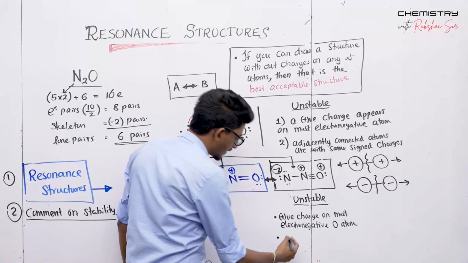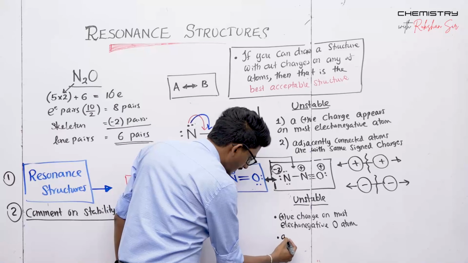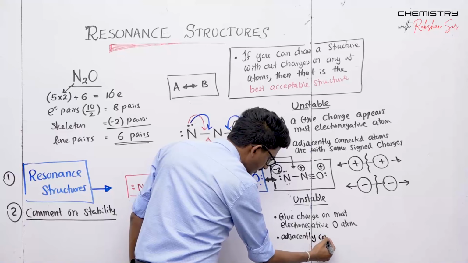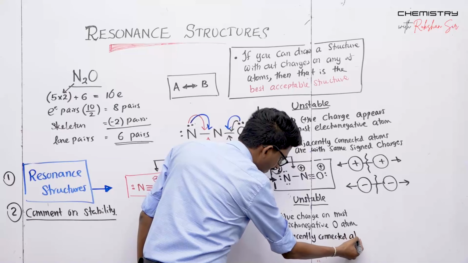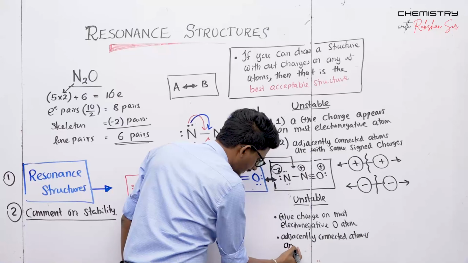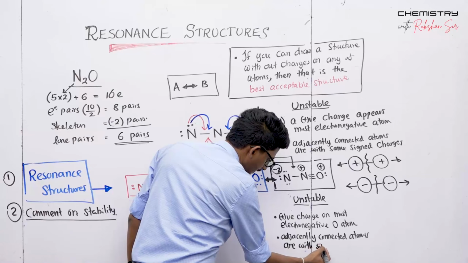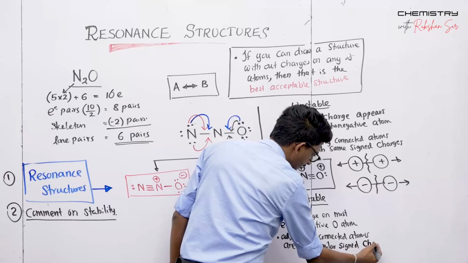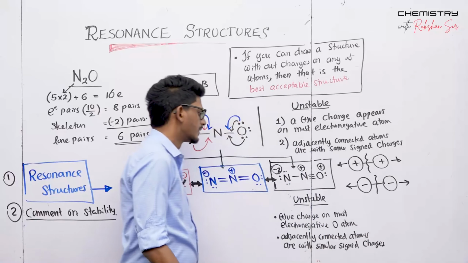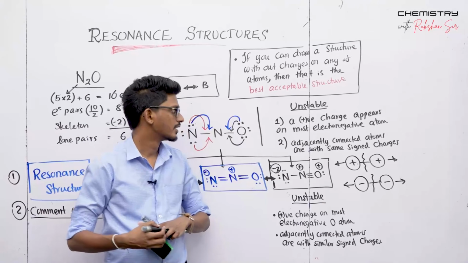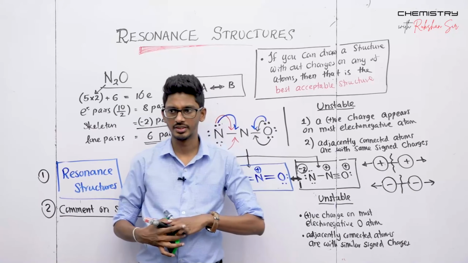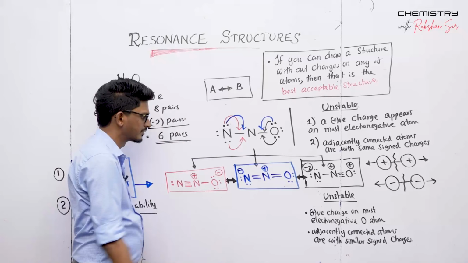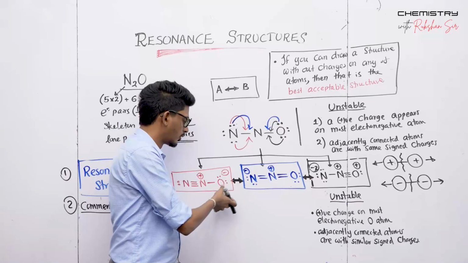So we can write the second reason: adjacently connected atoms are with similar signed charges. Those are the reasons for a structure to become unstable, right? Okay, so these structures are not coming with those reasons, so these are not unstable structures.